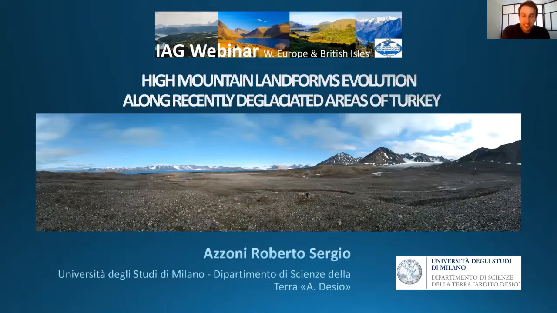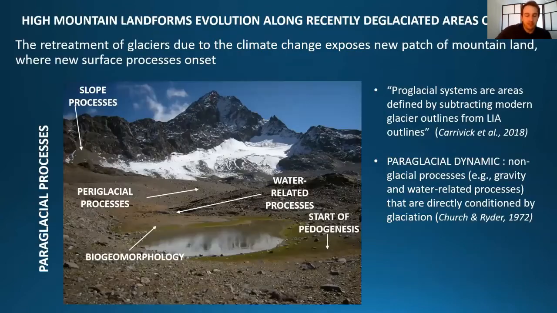Today, I will present the results of some studies focused on a recently deglaciated area of Mediterranean areas. The retreat of glaciers due to climate change exposed a new patch of mountain land where new processes start. We can define this area as proglacial systems. Proglacial systems are defined by subtracting modern glacier outlines from Little Ice Age outlines. So we consider that area in this presentation.